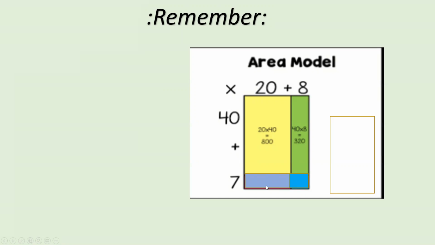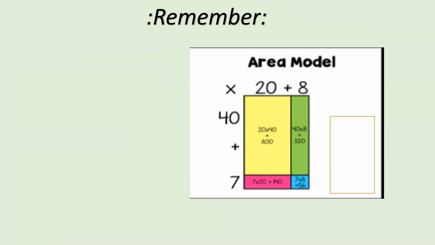And then the purple one down here is 20 by 7. 7 times 2 is 14. Add the zero, it's 140. And then the blue box is just the little guys, the ones by the ones, 8 times 7, which is 56. So remember, the point of these different methods is to make it so they're problems that you could do in your head by breaking it down to their place values, figuring out the answer.